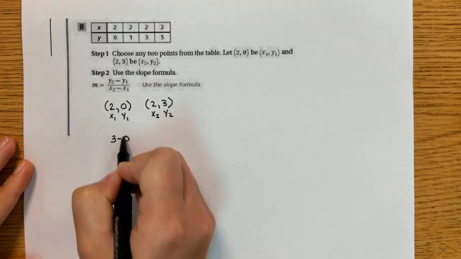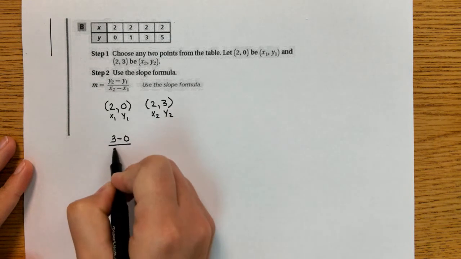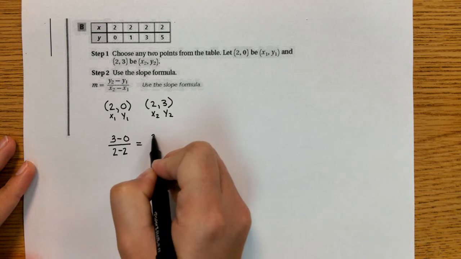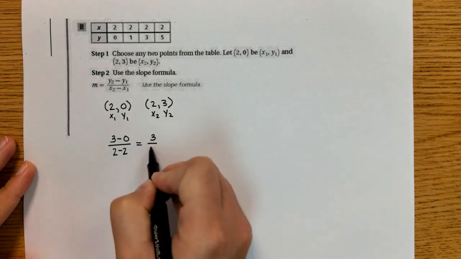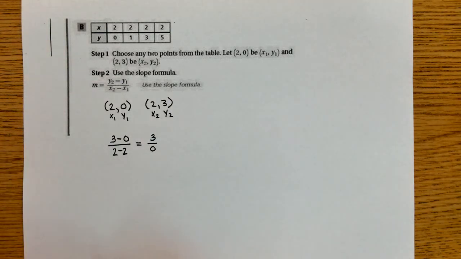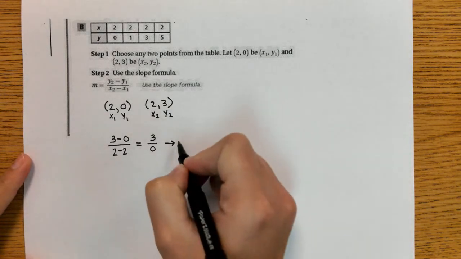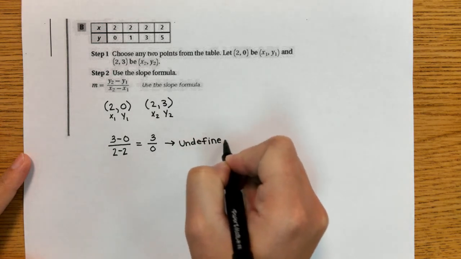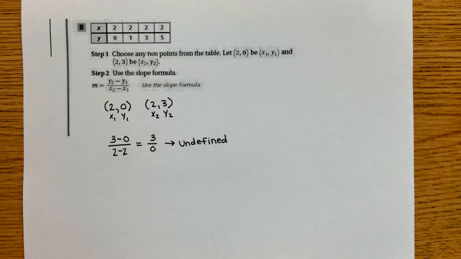So this is going to be my first coordinate, x1, y1, and this is my second one, x2, y2. So for the change of y, I'm going to have 3 minus 0 over 2 minus 2. 3 minus 0 is 3. 2 minus 2 gives me 0. Whenever I'm dividing by 0, this means it's going to be undefined. We can't divide by 0. So the slope of this line is undefined. Okay?